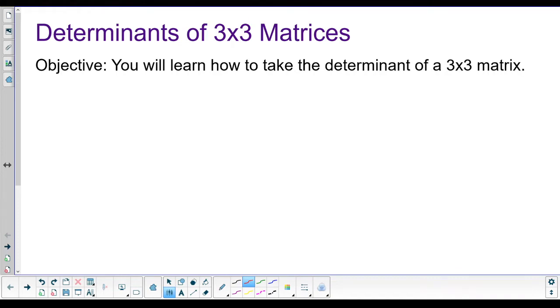Hi, ladies and gentlemen. We are going to talk about determinants of 3x3 matrices. So we've already done 2x2s. You've done 2x2s with variables. Now we're going to do 3x3s. And I'm going to confess to you right now, this is tedious.